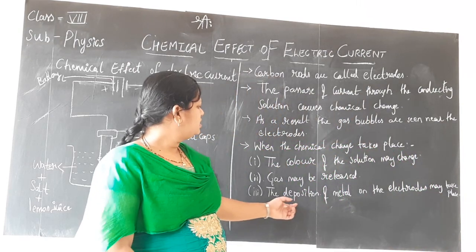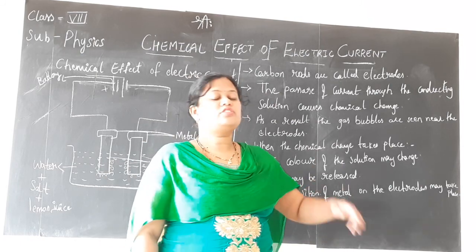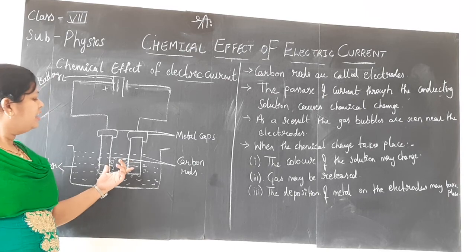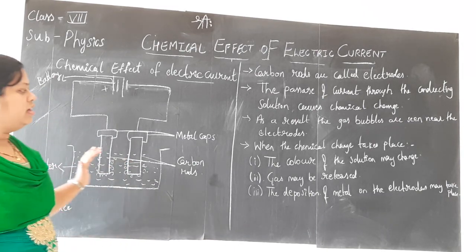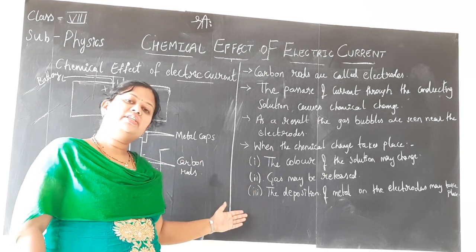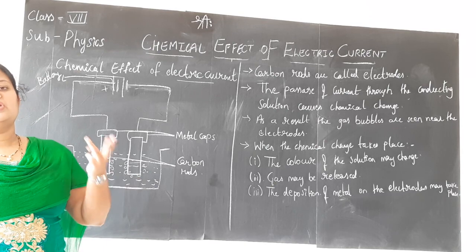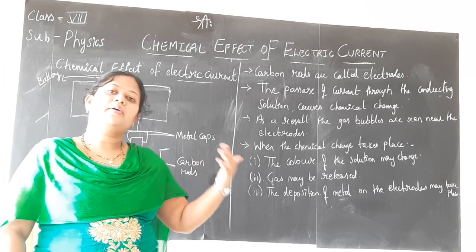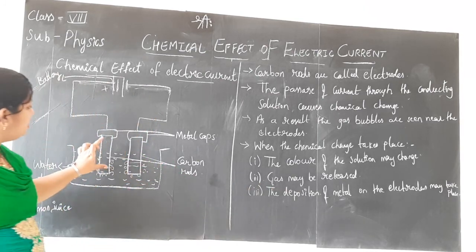What do you mean by this deposition of metal on the electrode? Children, that I will explain to you in the next concept, okay? So for now, keep in mind, whenever a chemical change is taking place, the color of the solution may change, the gas may be released, or the metal may get deposited. The deposition of metal will take place on these electrodes.